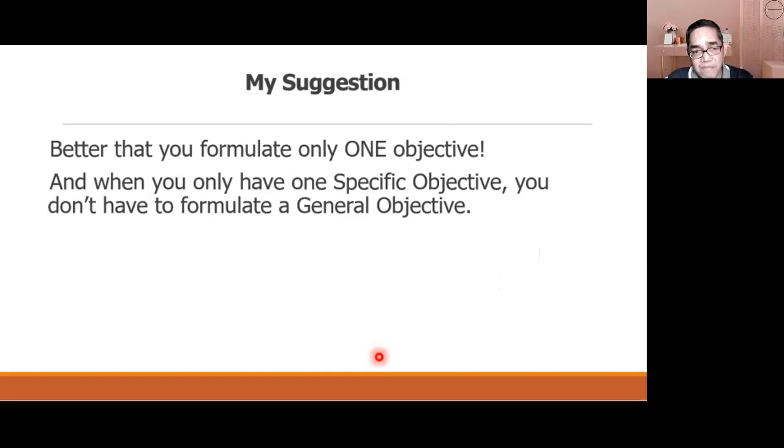The examples that I mentioned to you, I failed to mention to you at the beginning, are not hypothetical examples. These are actual objectives given to me during consultation when they consult me. But of course, I didn't have to put their name. So this is my suggestion. Better that you formulate only one specific objective.